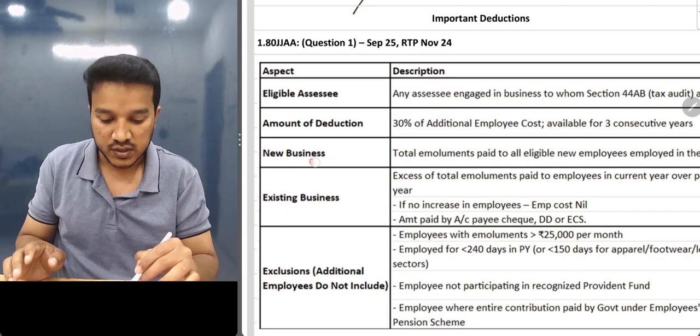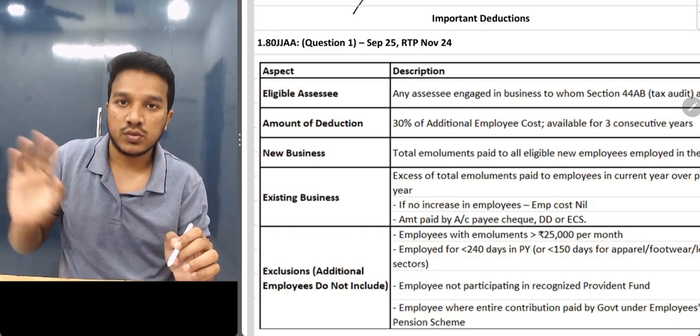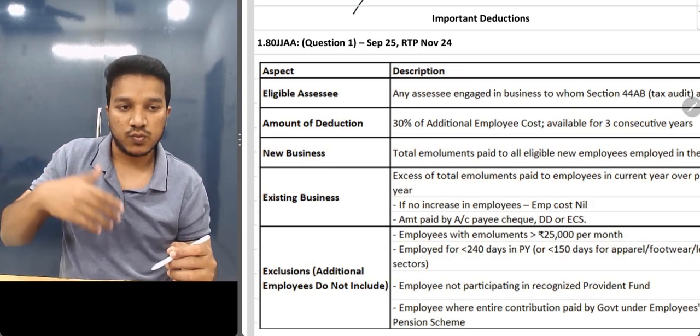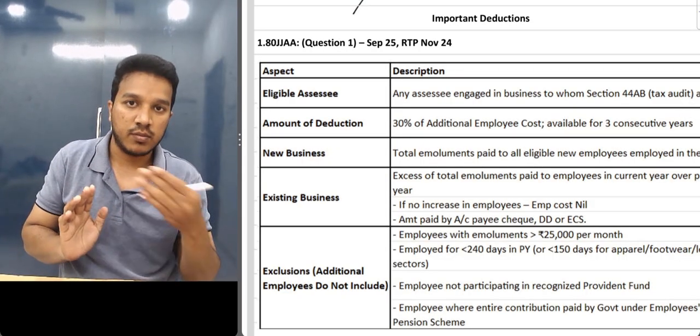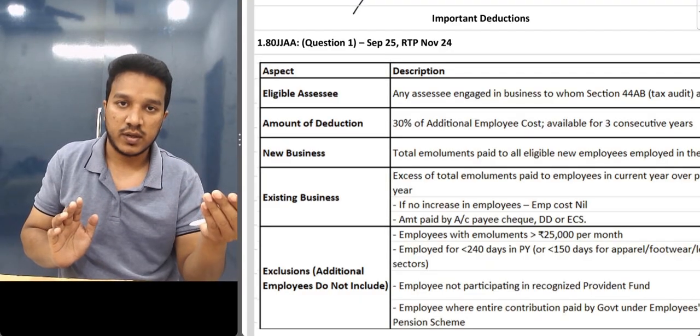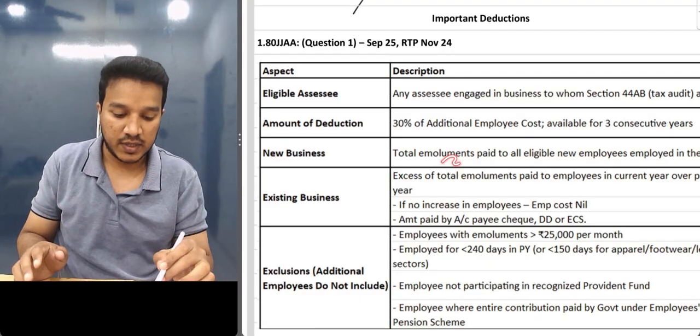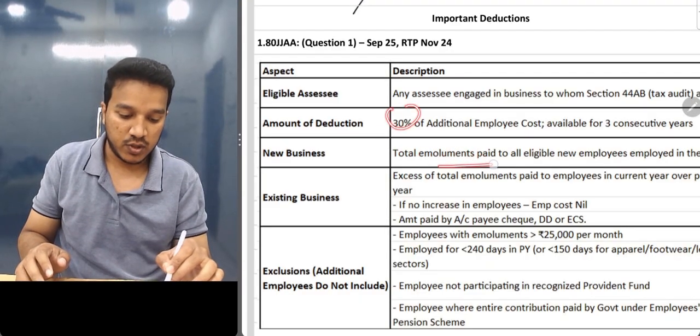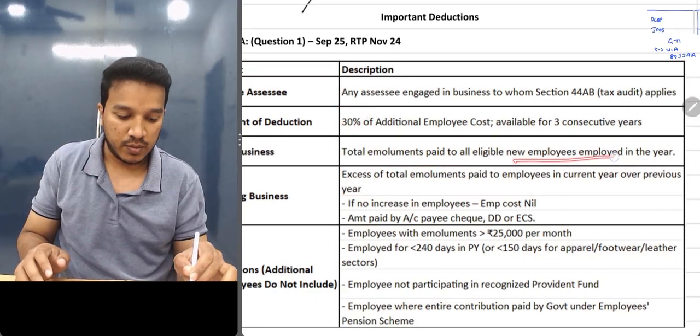Now if yours is a new business, there is nothing in the previous year. So if yours is a new business, whatever salary you are paying to however many employees there are, on that amount you will claim 30%. That is, total emoluments paid to eligible new employees.